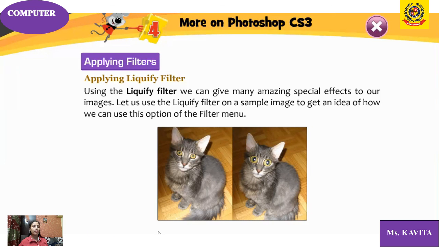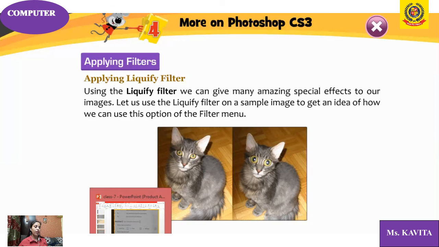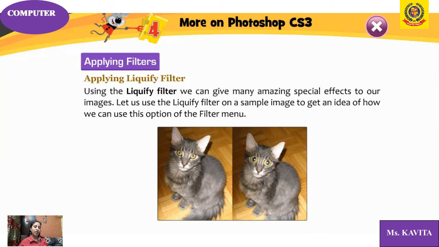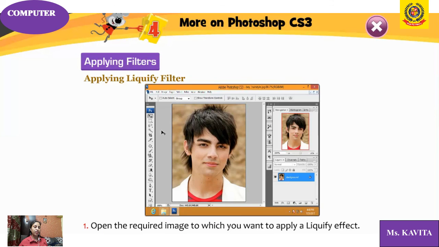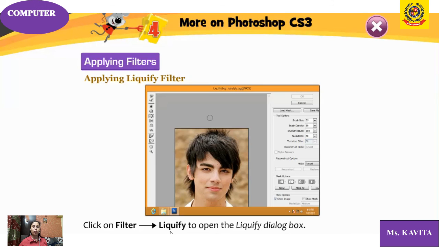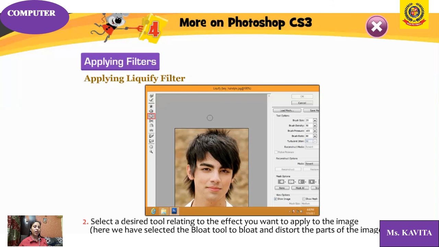We can give many special effects using the Liquify filter option. Some options are given here. Now we will see how to use it. To apply the Liquify filter, open the required image to which you want to apply it. Click on Filter, then Liquify to open the Liquify dialog box. Select the desired tool relating to the effect you want to apply to the image.